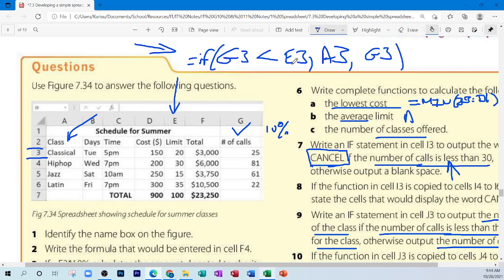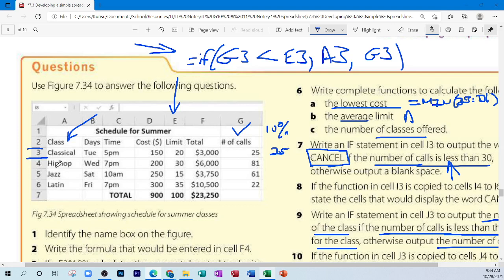If G3 is less than E3, what will appear for classical? 25. So G3, is it less than E3? No, it is not less than E3. It is greater, so the false part will appear. So 25 will appear. Good.